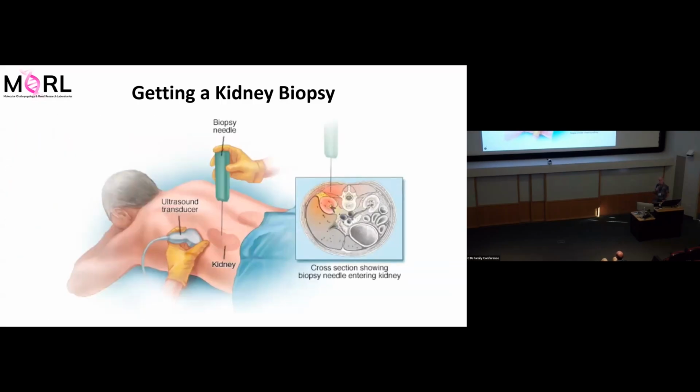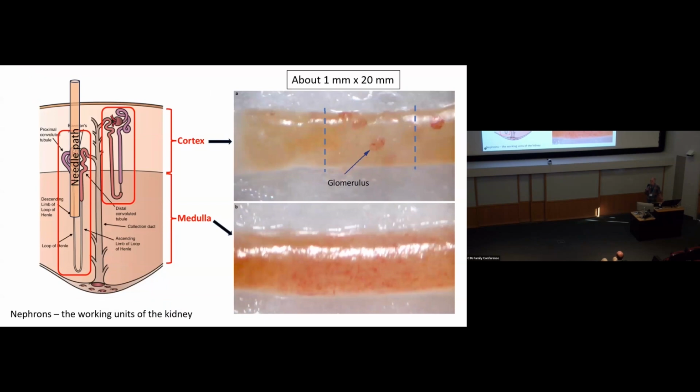The biopsy is done under ultrasound guidance. And the result is a needle that passes through the capsule of the kidney, and then the cortex, and then the medulla. And because the needle is hollow, when it's withdrawn, within the needle there's a core of tissue. And that core of tissue is about 1 millimeter wide and about 20 millimeters long. It's kind of like a little bit of lead from a pencil. And in the cortex, you can see the red dots. And those red dots represent the glomeruli, and this is the medulla.